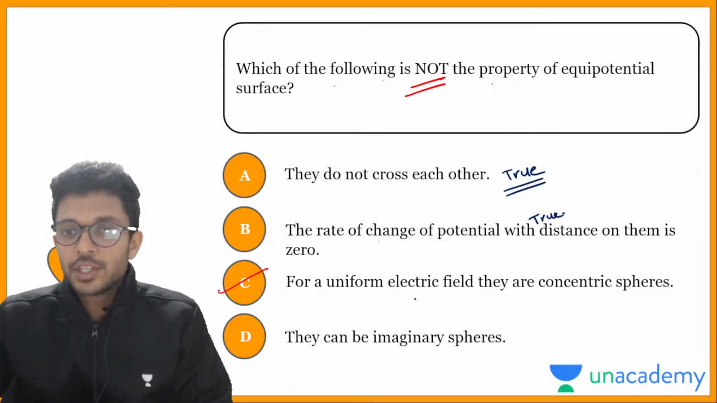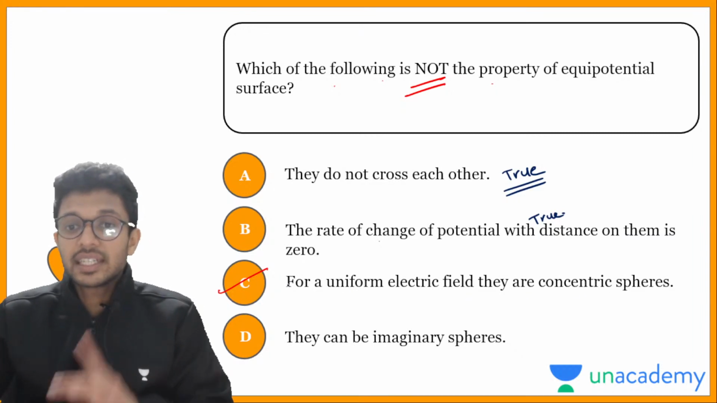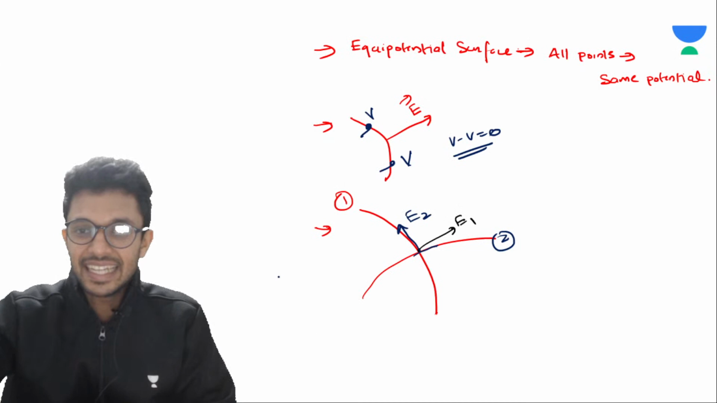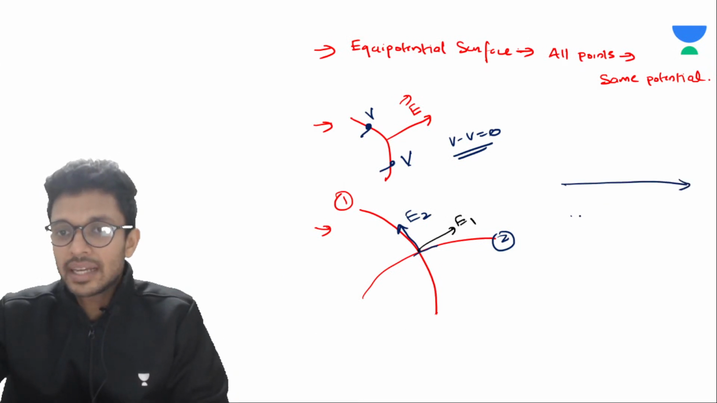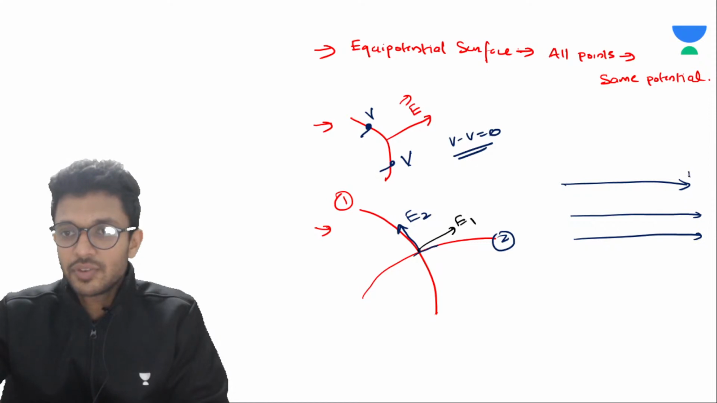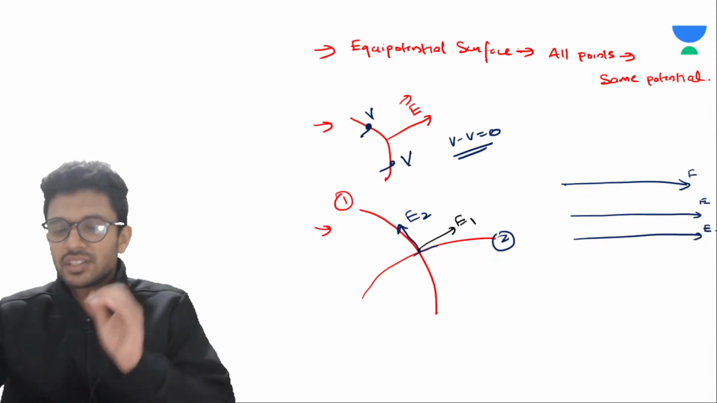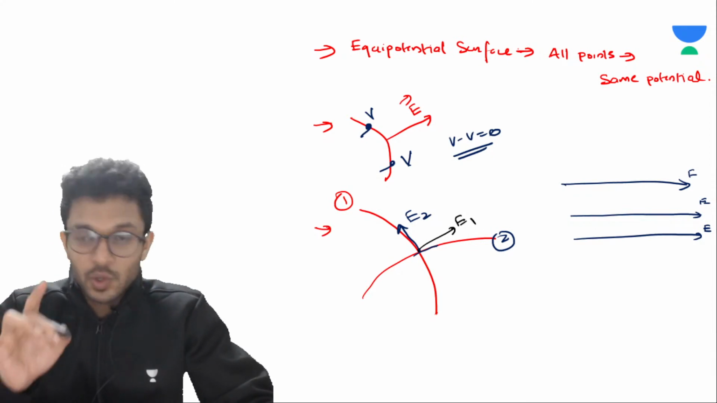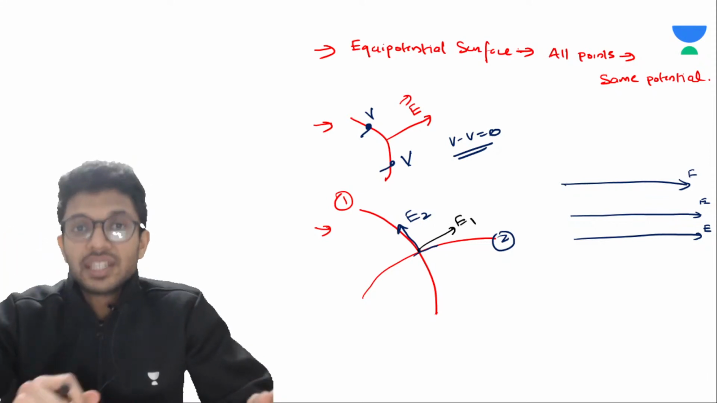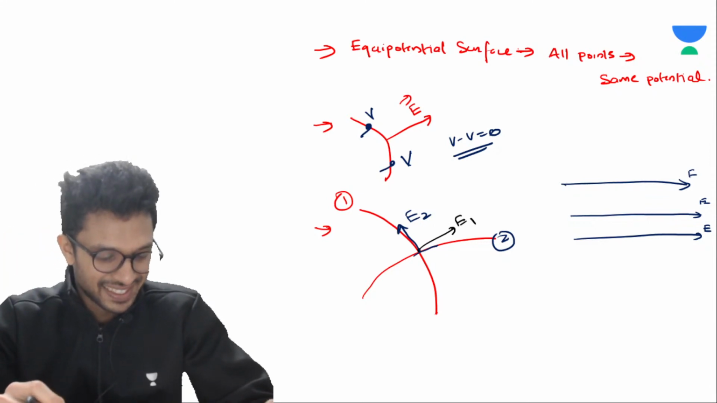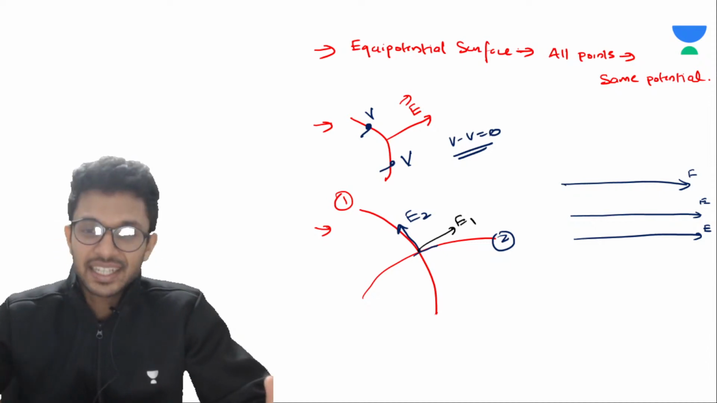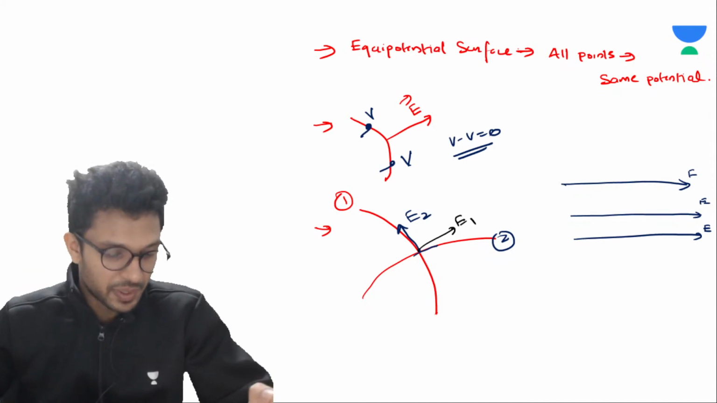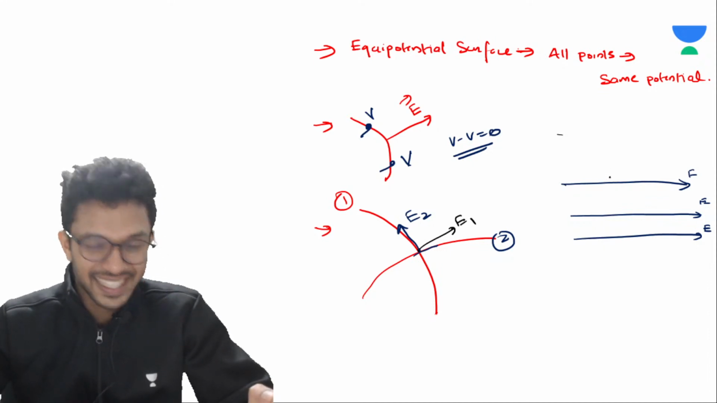Then for a uniform electric field, they are concentric spheres. Let's see. If you have a uniform electric field, meaning straight parallel lines of electric field, tell me what is the shape of equipotential surface? Tell me, what is the shape of equipotential surface for a uniform electric field? Anyone? No shape.